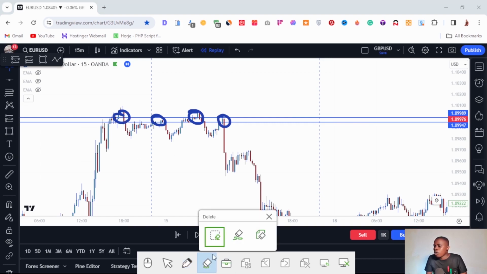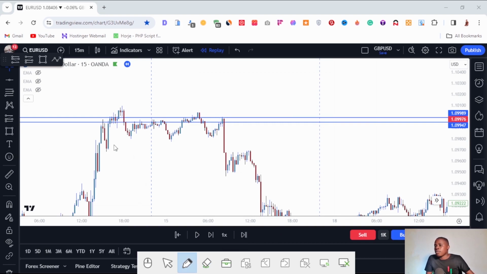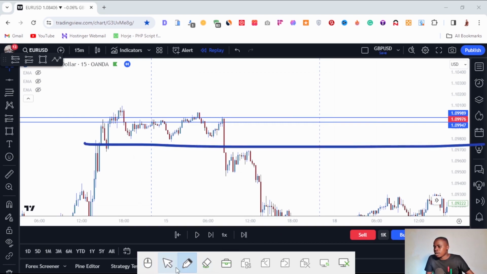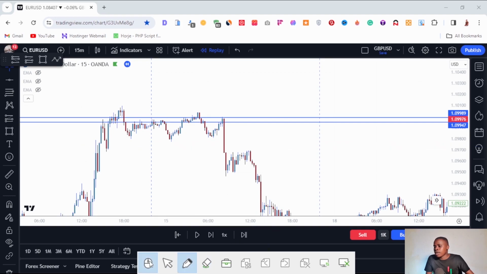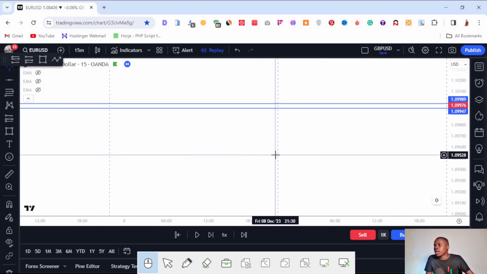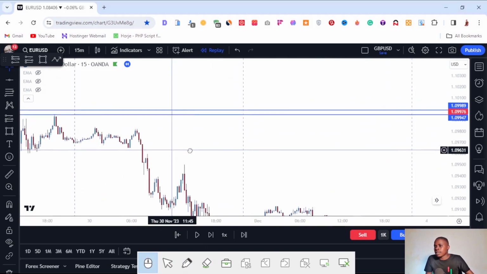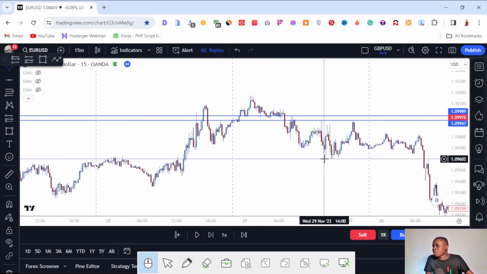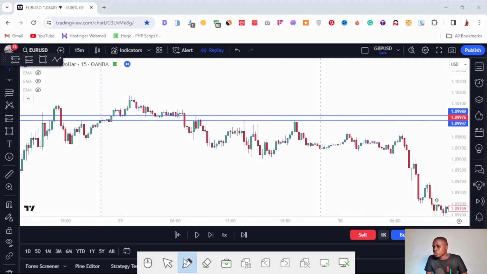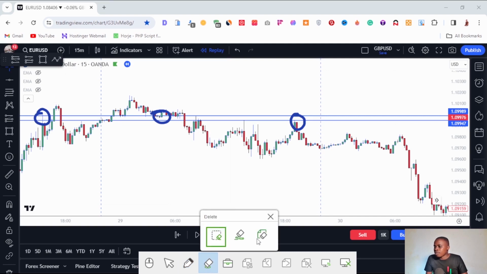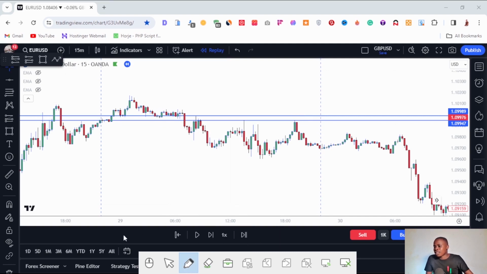So the more rejections you see, the more confidence you should have, right? Let's delete this. I'm making a mistake with this drawing too. Let's look back and see maybe the market has reacted again here. Look at this. This is the same zone that the market has rejected to. This is the same zone that the market has been reacting to here, right? Maybe that's not enough. Let's look back.